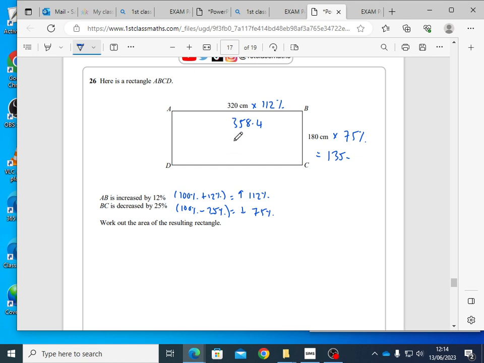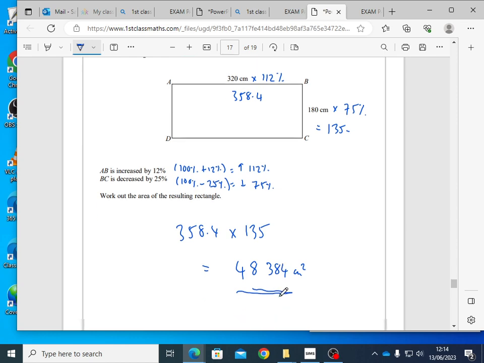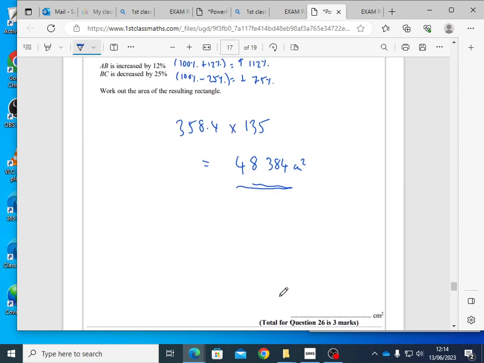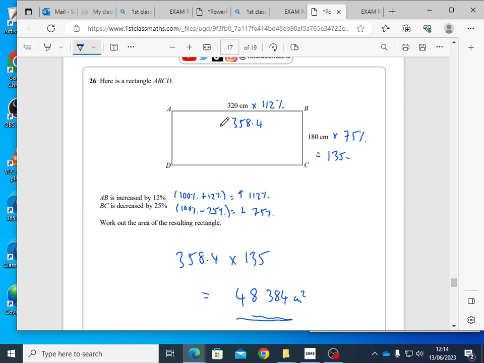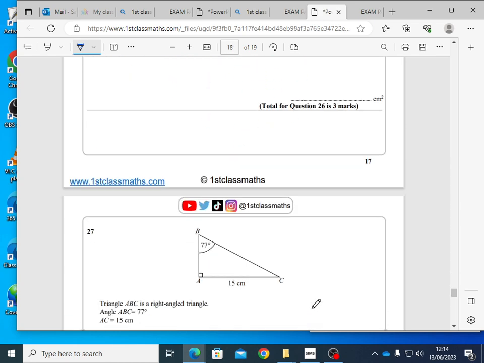Now to find the area, you do 358.4 times 135. Multiply those together to get the area of the new rectangle, and you will get 48,384 centimeters squared. Okay. Sometimes it might ask you, does that increase or decrease the area? You can work out the area and then give your answer whether it increases or decreases the area.